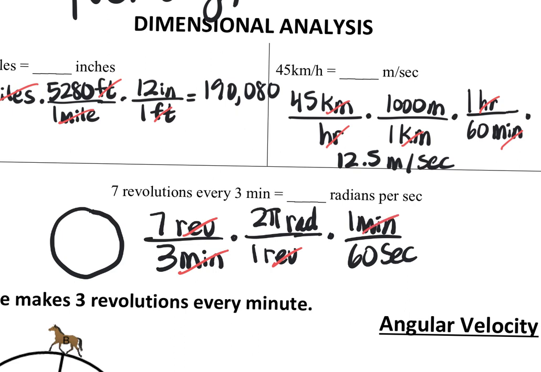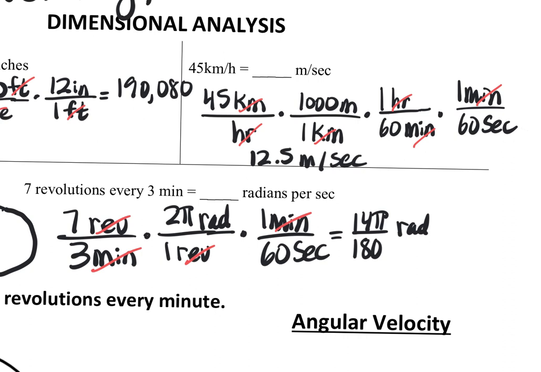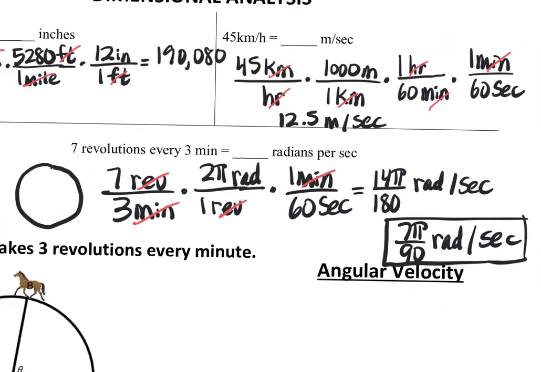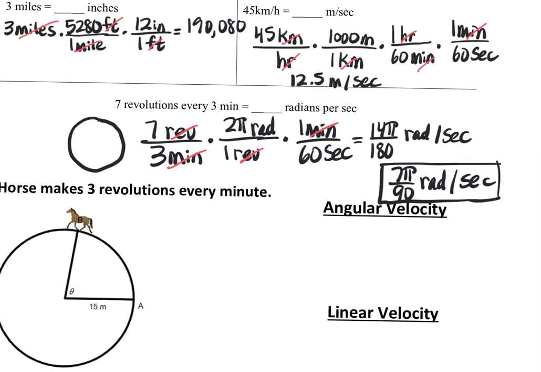So if I multiply this out, that gives me 14 pi over 180 radians per second, but that simplifies to 7 pi over 90 radians per second. Now this is exact, right? I mean, we could get a decimal if we put that in the calculator, but for now we're going to leave everything exact unless they tell us we need to change it, basically.